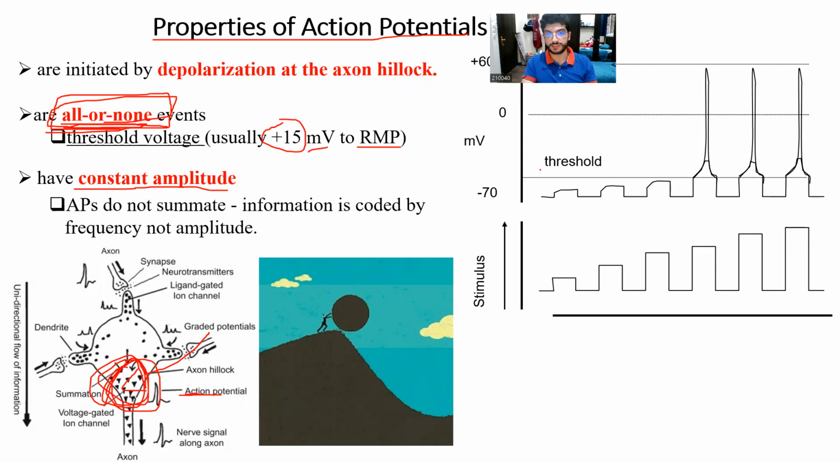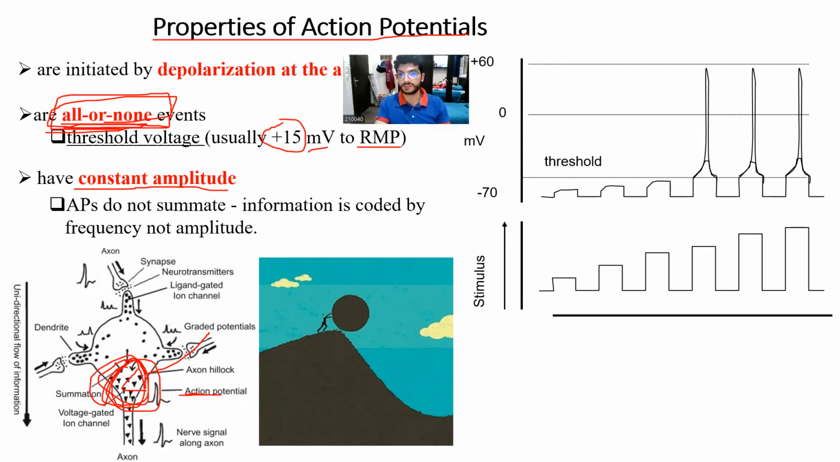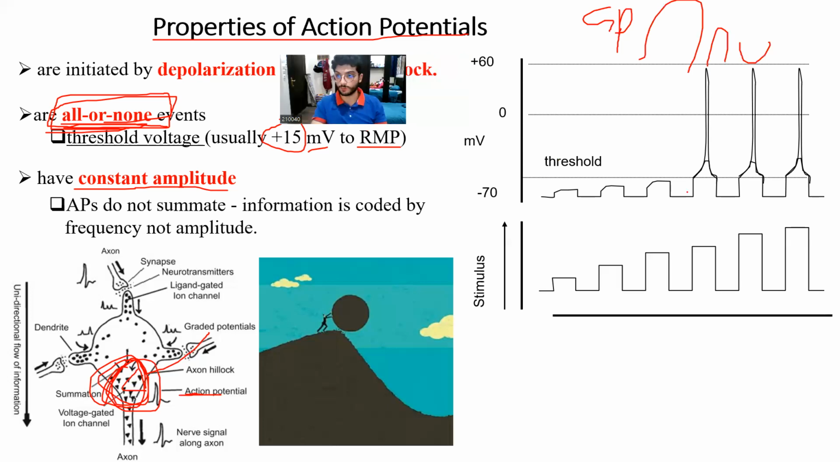Second is that they have a constant amplitude. Unlike graded potentials, which we discussed earlier, which I mentioned have different strength depending on the number of neurotransmitters, and they can add up and be bigger and smaller, action potentials don't have that. They're one amplitude. Take a look over here. They're the same amplitude. They're all the same.